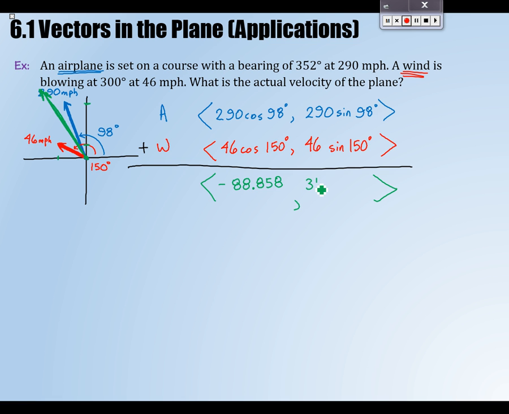Okay. And 315.1777 or something like that. Okay, so that's the component form. All right, so there it is in component form.